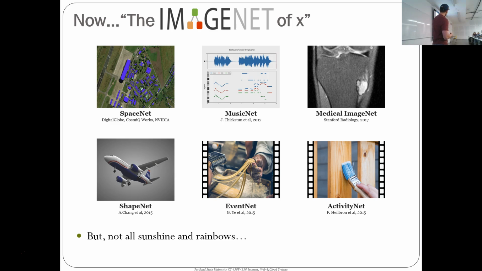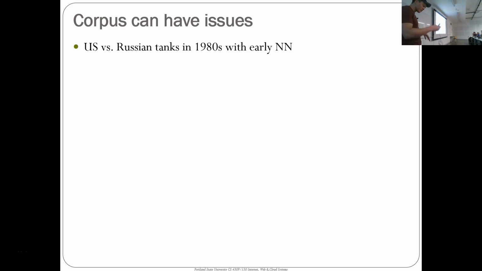A music data set, medical imaging is a huge thing for machine learning. This is what Watson is trying to do, like from a bunch of radiology images. Can I separate the ones that have an issue with the ones that don't? Normal versus diseased. You have different shapes, different events, different activities. But there is a big problem with this kind of approach that people often gloss over. The corpus itself has to be selected very carefully.